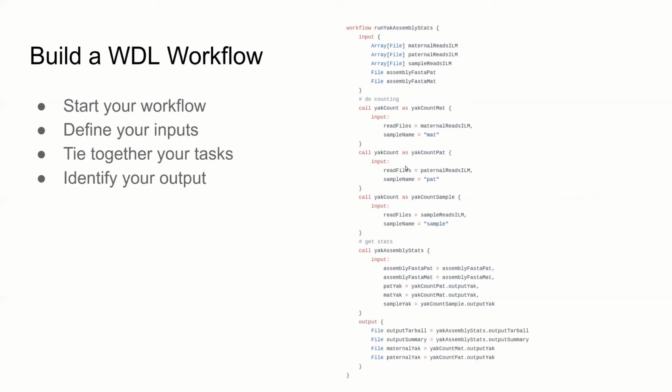Last, we identify our outputs. In this case, we want to preserve the maternal and paternal K-mer files and the 2 outputs from our assembly stats task. The first, a tarball containing all the information generated, which a scientist may care to poke through on a case-by-case basis, and a summary file, which can be read easily by AnVIL on a Jupyter notebook to collate results across all the assemblies. Now, our workflow is done.